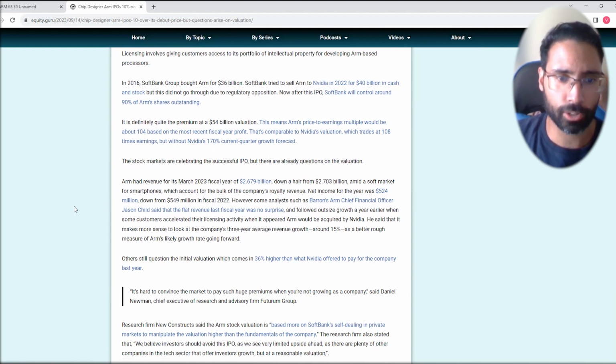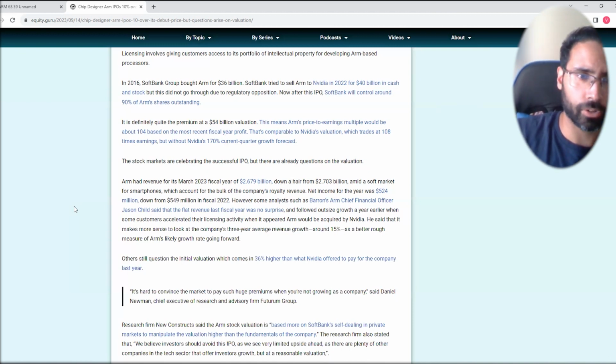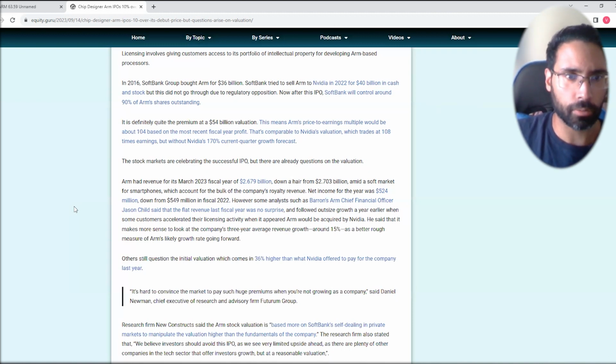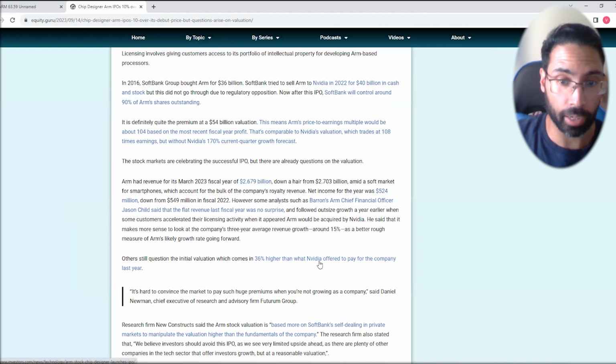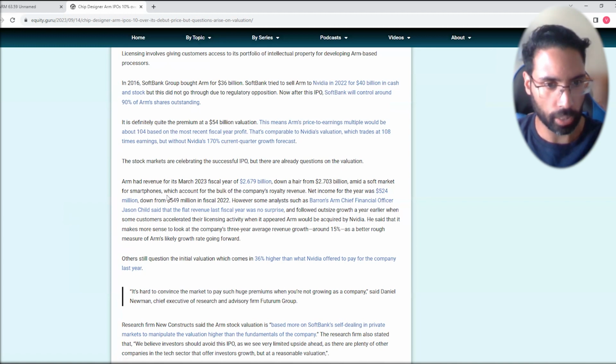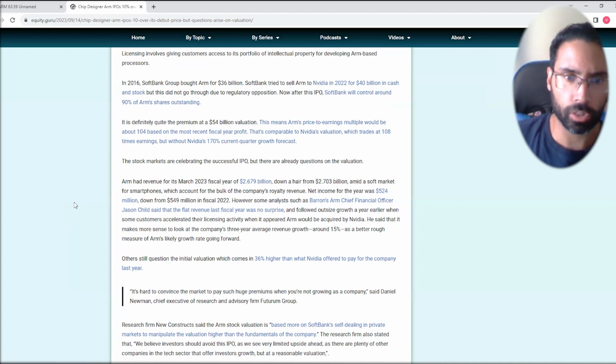So there are a lot of articles talking about this comparison between Nvidia, which again makes its own chips, versus ARM, which has chip designs. And this initial valuation of $54 billion comes in 36% higher than what Nvidia was offered to pay for ARM back in 2022. You can look at the revenues that they had in March 2023.